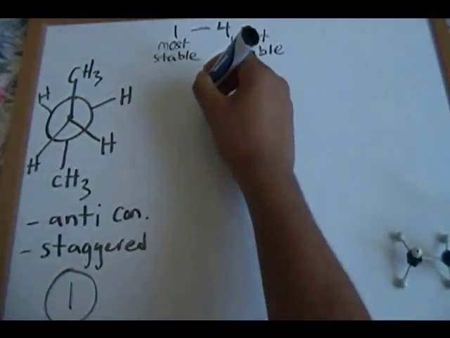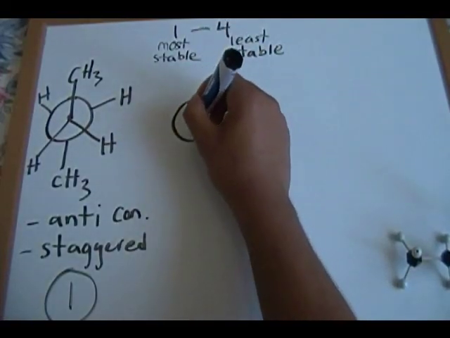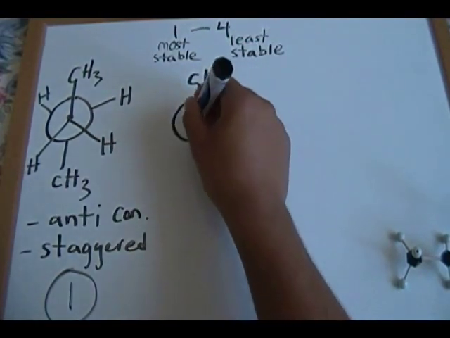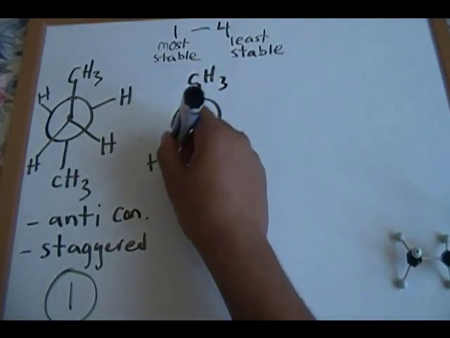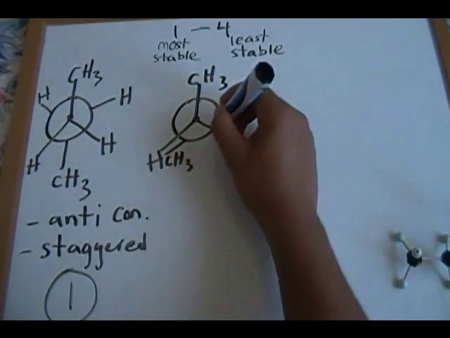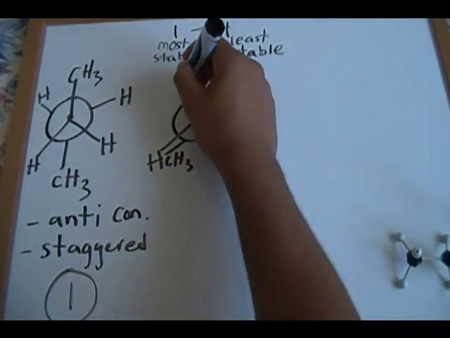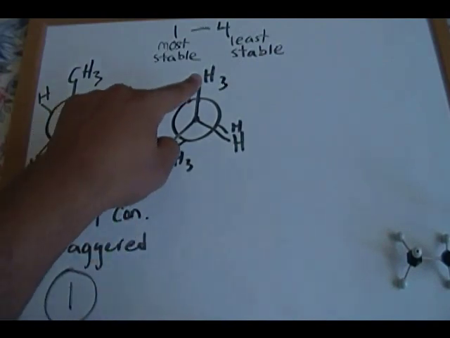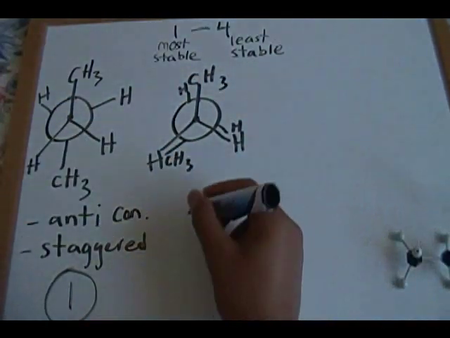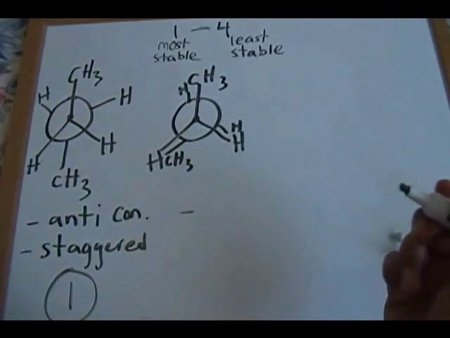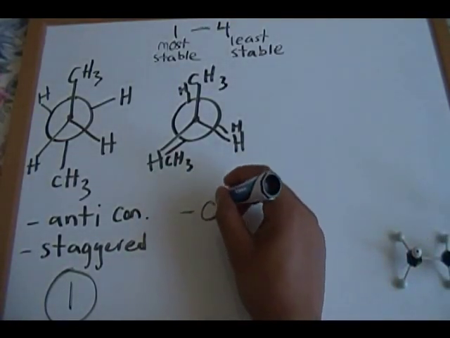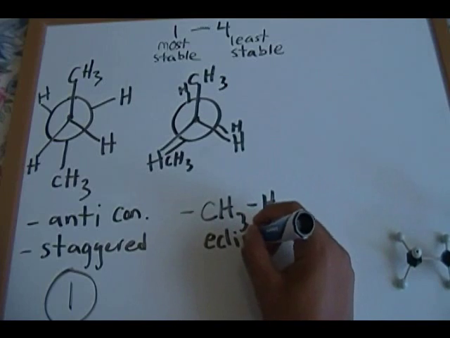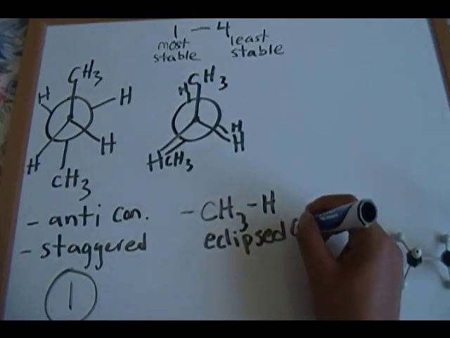Let's draw that right here. Here's a CH3, there's an H here, there's another H there, so it's eclipsing. As you guys can see, the CH3 is eclipsing with this H, this H is eclipsing with this CH3, and the 2 H's here are eclipsing. I don't have a specific name for it, but I'll call it the methyl or CH3-H eclipse conformation. Pretty generic. Eclipse conformation.